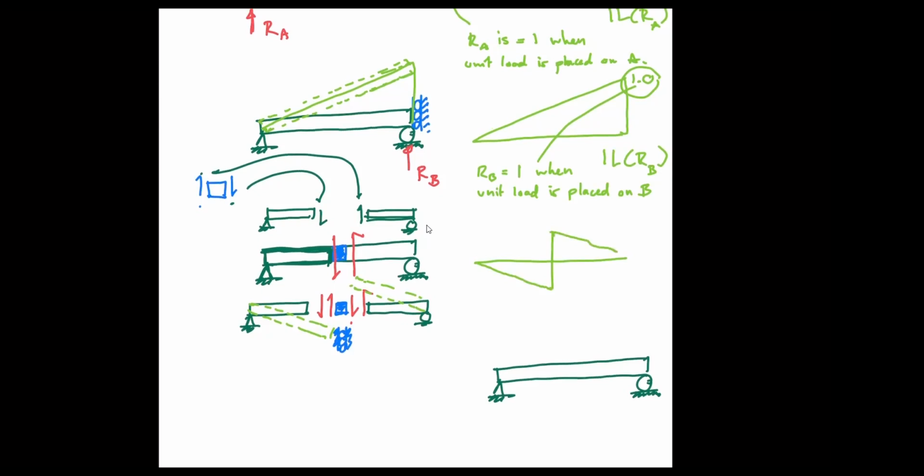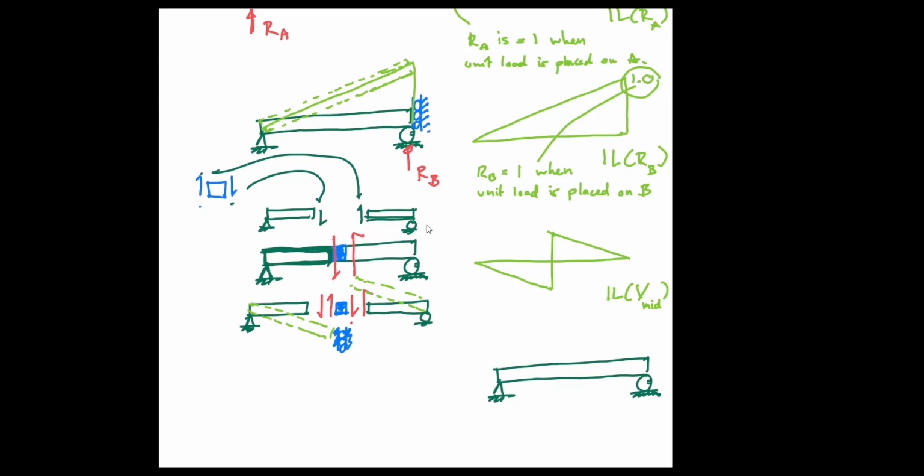Oops, sorry, slip of the iPad. Okay, so this is the influence line of the shear at midspan. And that's the correct shape.